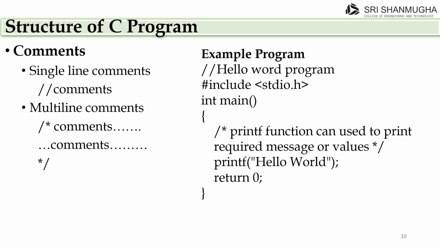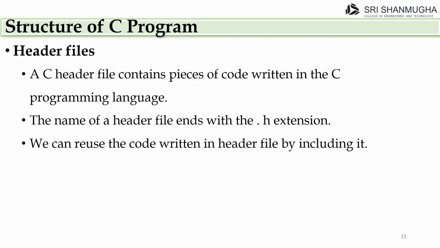Next I have used a header file, that is the standard input output header. Next comes your main function. Inside your main function, I have used a multi-line comment. The printf function can be used to print a required message or value. So the printf function will print your message. Whatever you give inside the double quotation marks will be printed on your monitor. I have written return 0, terminating and closing my program.